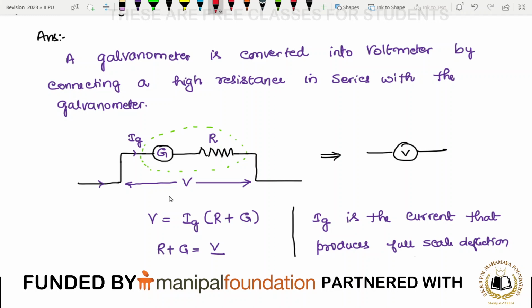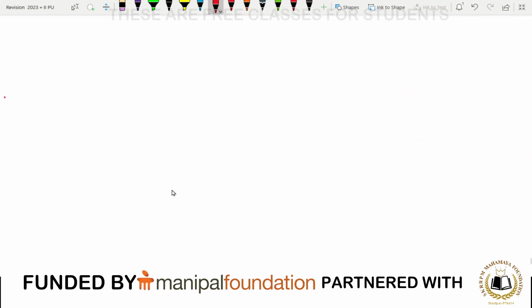Another possible question is: what is a solenoid? And write the expression for the magnetic field due to a solenoid or toroid. Both equations are the same. That is B is equal to mu naught n I. B is equal to mu naught n I is the formula. Mu naught we know is the absolute permeability of free space. And n is the number of turns per unit length. And I is the current. And B is the magnetic field.